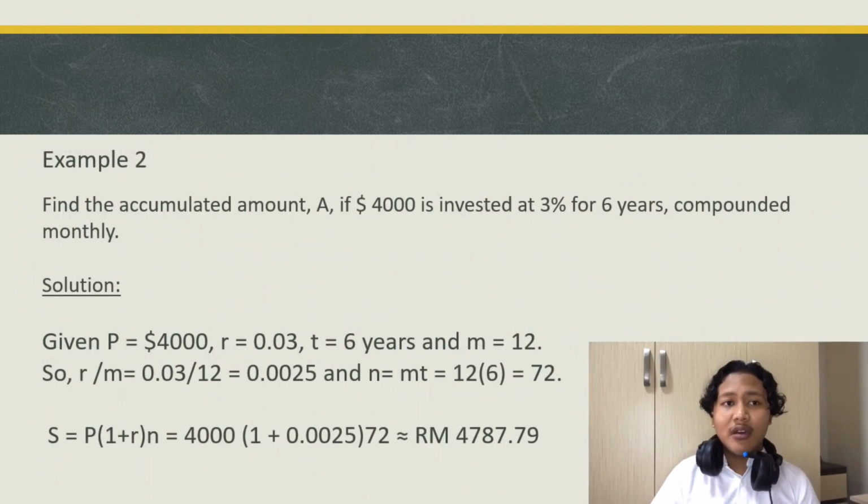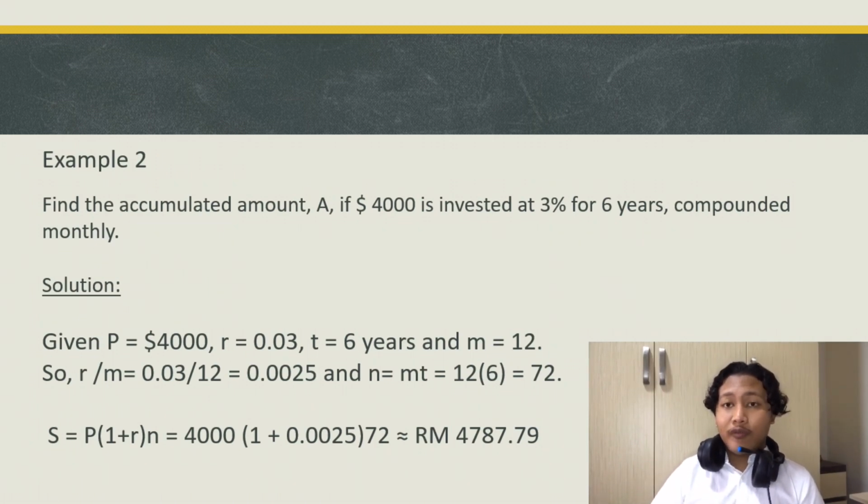For the next question, find the accumulated amount A if 4,000 is invested at 3% for 6 years, compounded monthly. It's a little bit tricky here because before this we just compounded annually, which means year by year, one by one. But if the question asks for compounded monthly, month by month, it means that since there are 12 months in a year, we need to divide by months.